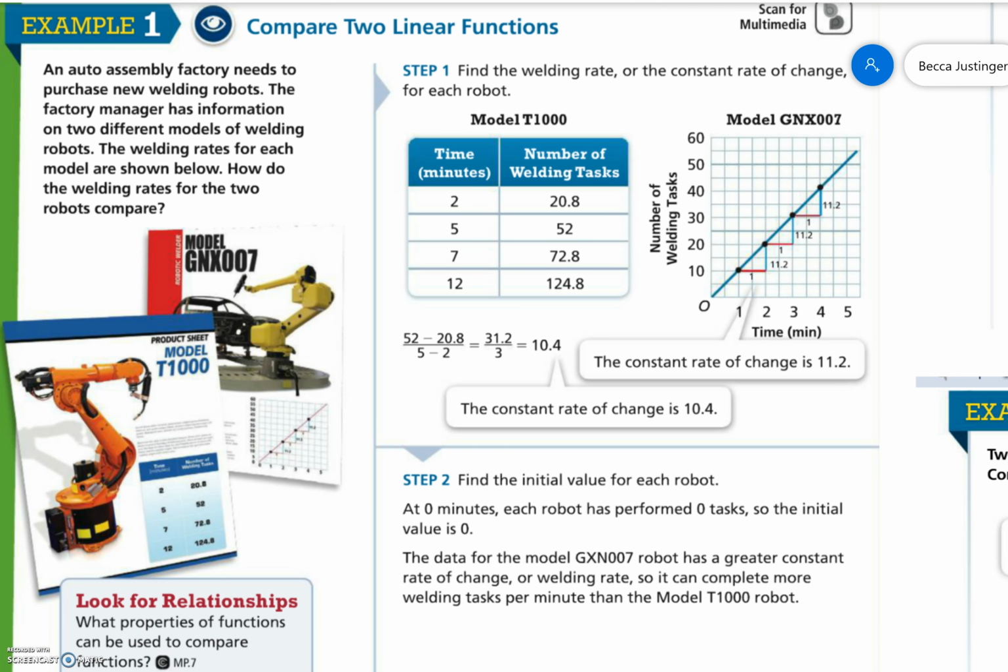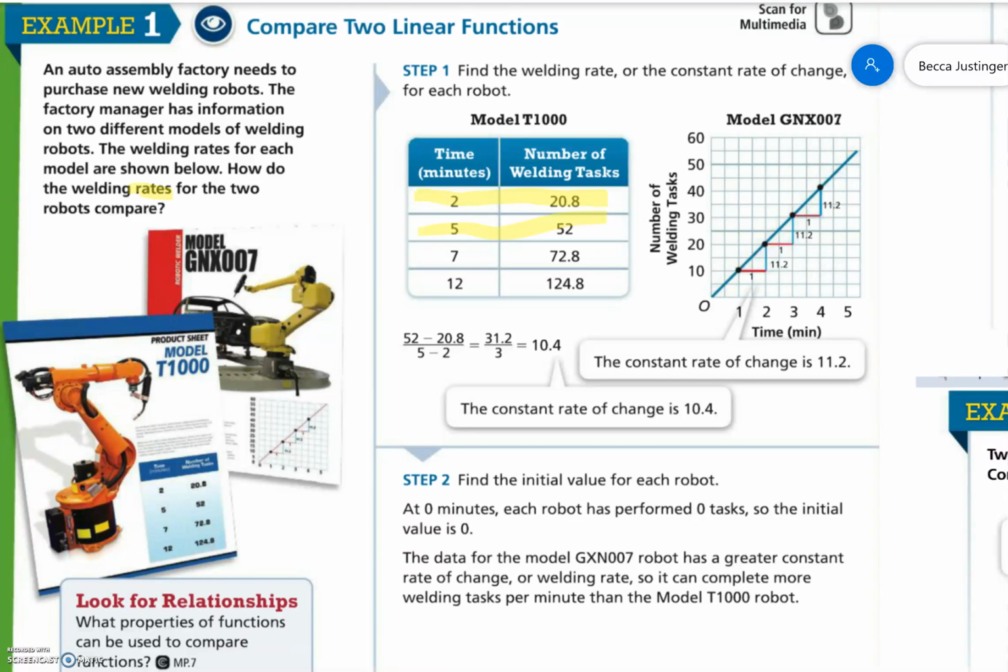Compare two linear functions. An auto assembly factory needs to purchase new welding robots. The factory manager has information on 2 different models of welding robots. The welding rates for each model are shown below. How do the welding rates for the 2 robots compare? Well, we can see that this robot, Model T1000, can do 20.8 welding tasks in 2 minutes. And it can do 52 welding tasks in 5 minutes. We want to compare the rates. The rate is the same thing as constant rate of change or the slope.